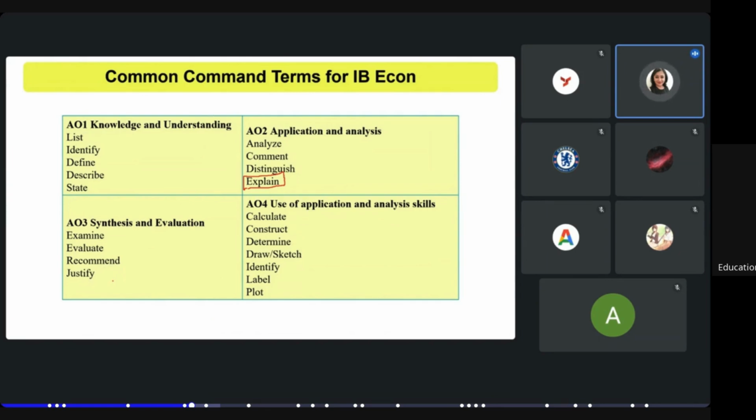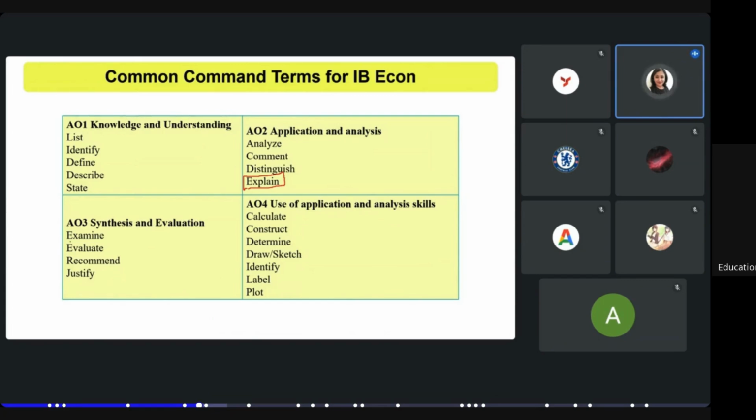Here, they're not asking you to recommend anything. They're not asking you to critique it. They're just asking you explain what an indirect tax is, meaning define it, show us a diagram, and show us the impact on 1 or 2 stakeholders. This answer will finish in 4 paragraphs.